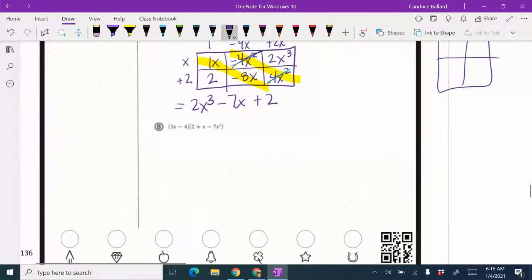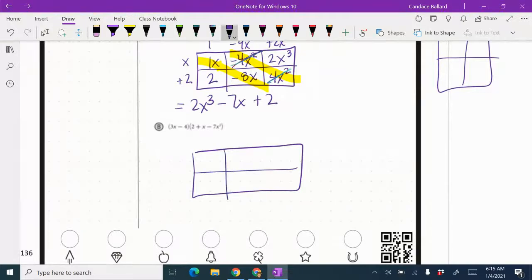So we'll try one more here together. So I'm going to use my area model or my box. I notice it's a binomial times a trinomial. So I'm going to go 3x minus 4 and 2 plus x minus 7x squared. I'm going to multiply it just like a multiplication table. So 3x times 2 would be 6x. 3x times x would be 3x squared.